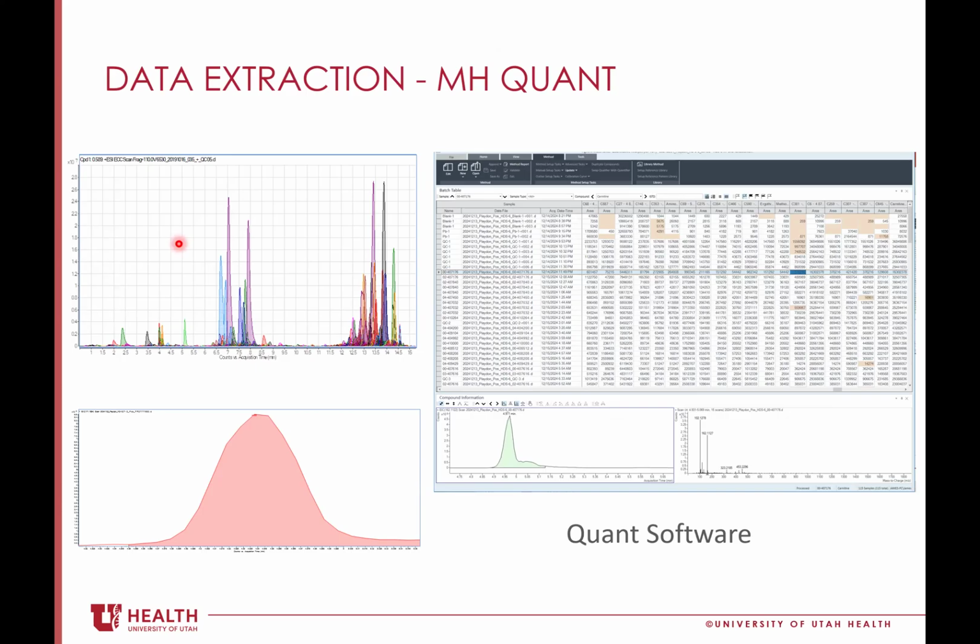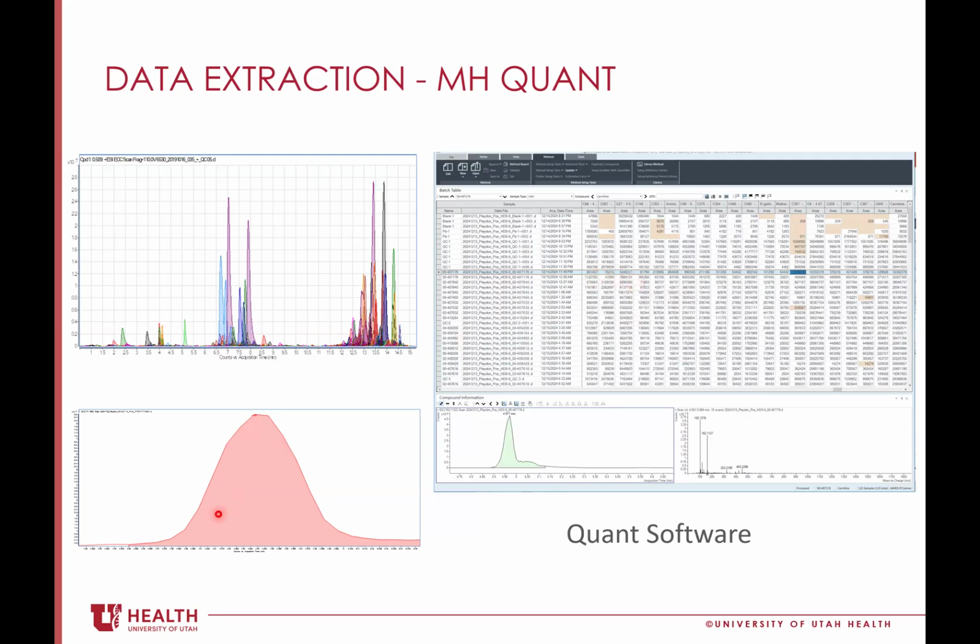The way that's done is we're looking at the accurate mass and retention time of compounds that we know exist. In this case, in red, this is acetylcarnitine, and it's got a mass of like 177.8, I think, or something like that. And we know it elutes at about 5 minutes. So we determine the area under the curve for this particular metabolite, which is the red, and the software assigns that a number. In this particular software, this one's called MH Quant or Mass Hunter Quant. And there's other quant softwares out there.